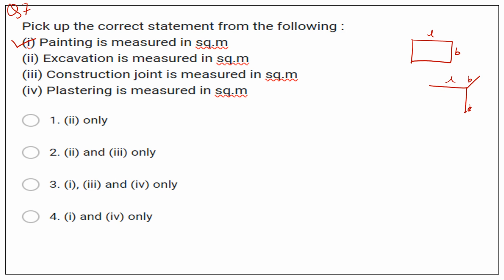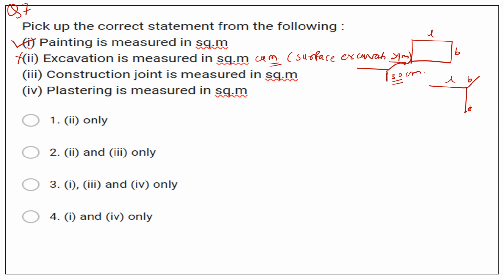So the excavation is measured in cubic meter. So the second one is wrong, but the surface excavation is measured in square meter. Surface excavation is nothing but length is given, width is given, but depth is very less, which is less than 30 centimeter. So this condition is surface excavation, and surface excavation is measured in square meter, and only the excavation which has more depth than 30 centimeter is measured in cubic meter.